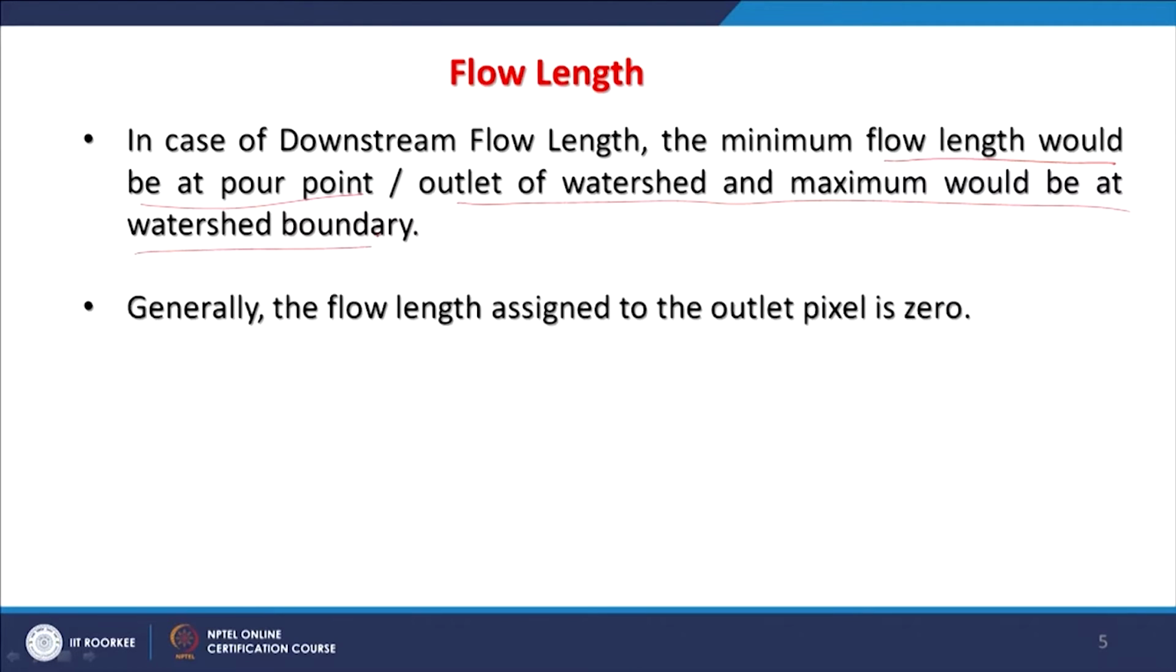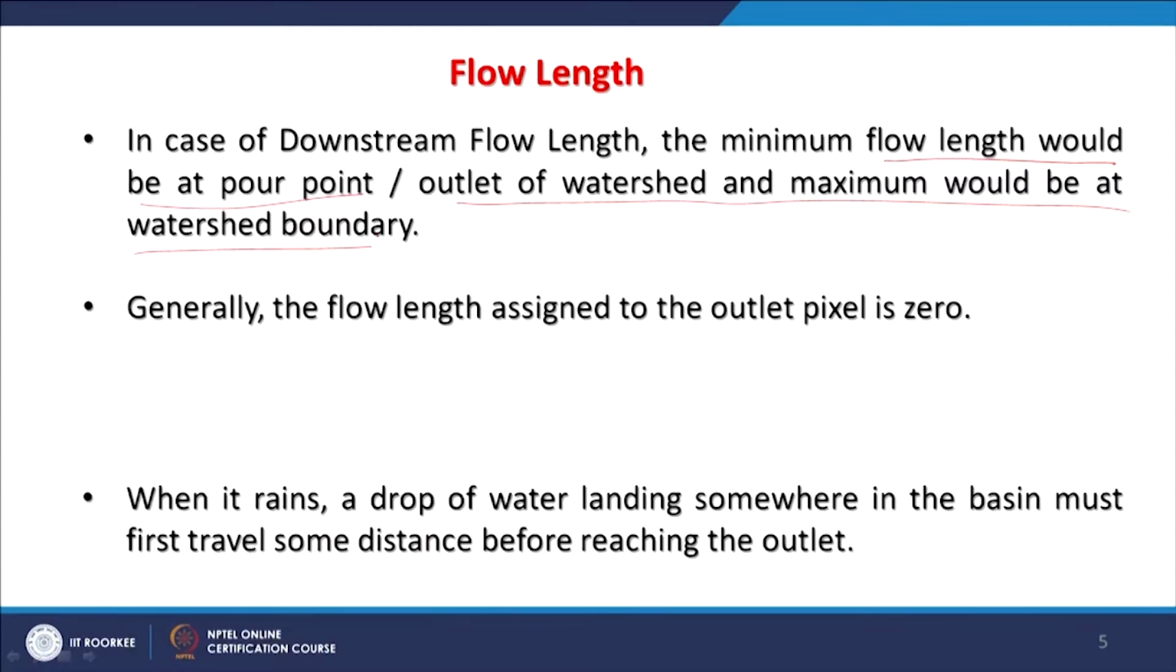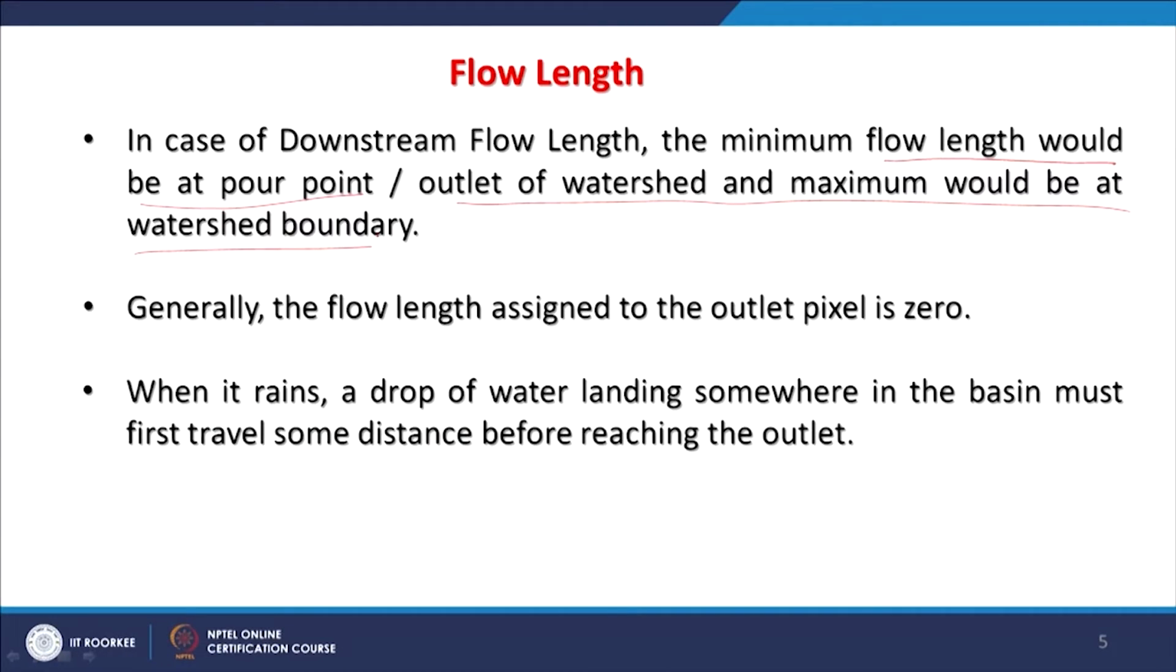And generally the flow length assigned to the outlet cell is 0. So, whenever there is a precipitation in the form of rain, a drop of water landing anywhere in the basin must first travel some distance before it reaches the outlet, and that will be decided based on how much travel it has done.